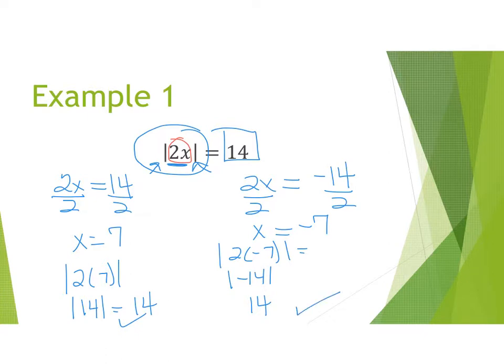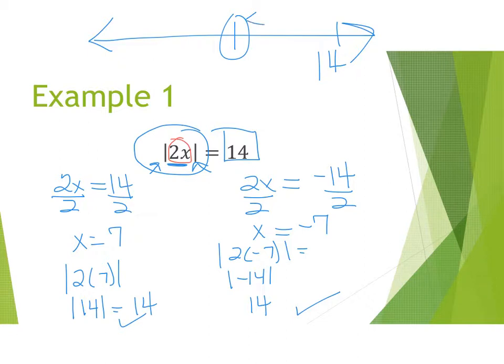You're always going to get two solutions to your absolute value because you've got two numbers on the number line. I have a positive 14, that's 14 away from 0, and I have a negative 14, that's 14 units away from 0. So there's always two possible answer choices on absolute value. Alright, on to the next example.